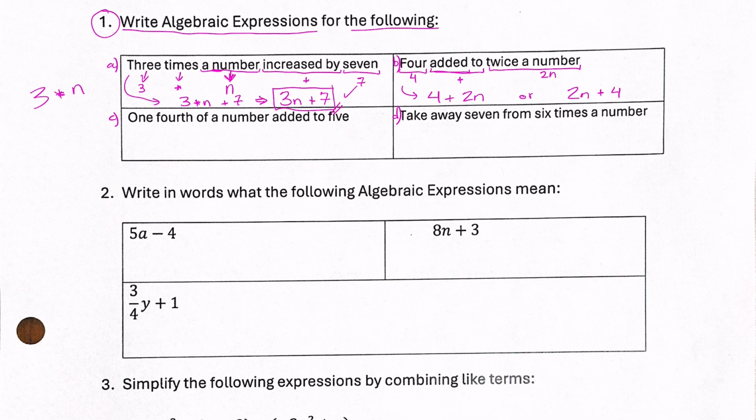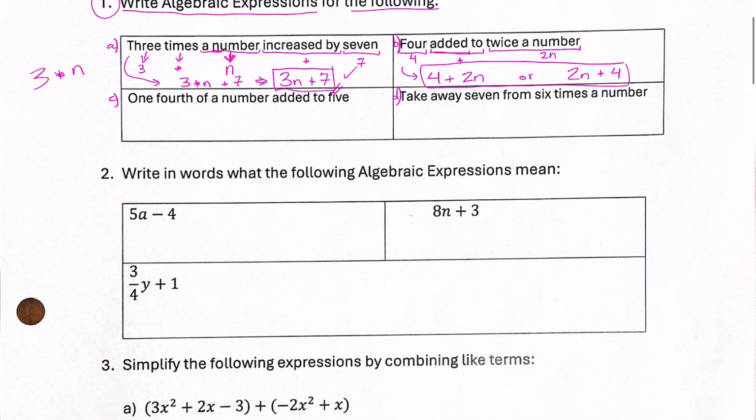So let's move on to 1c. I'll just box these to show that those are the final answers. Okay, that's fine. 1c. So I have 1/4 of a number added to 5.